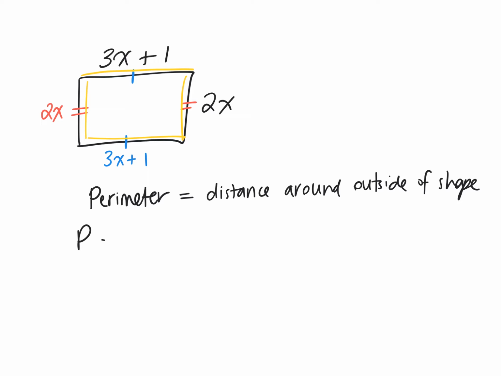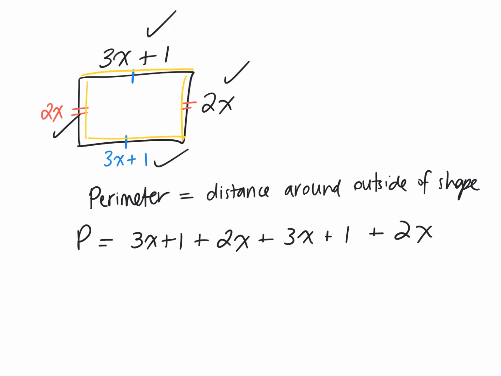So the perimeter would be represented by 3x plus 1, so this side, plus, I'll just go in order, it doesn't matter what order you write it in, plus the 2x, plus the 3x plus 1, plus the 2x. But the question said simplify it. Now can you simplify this?